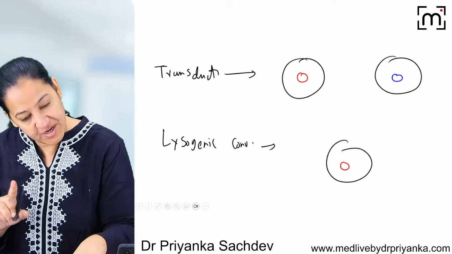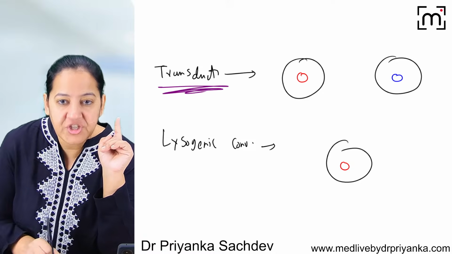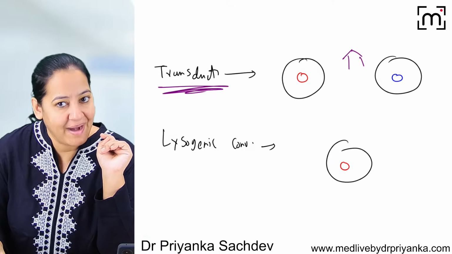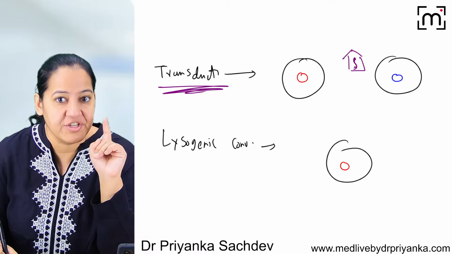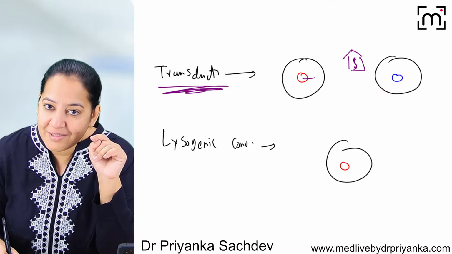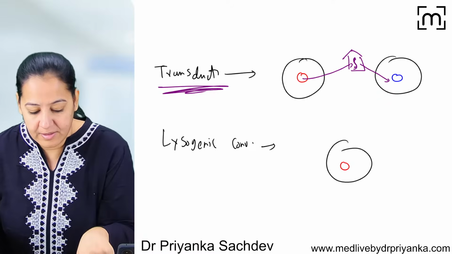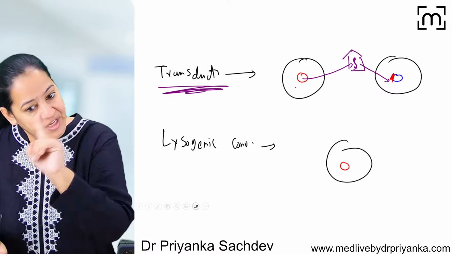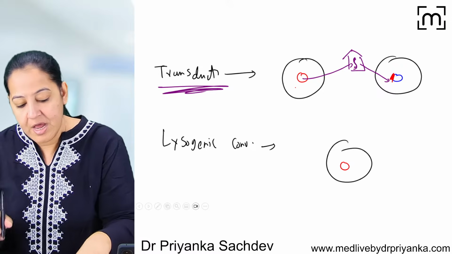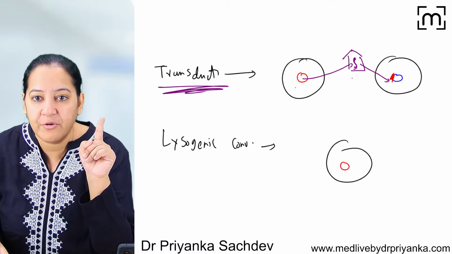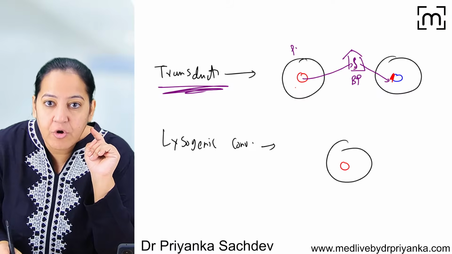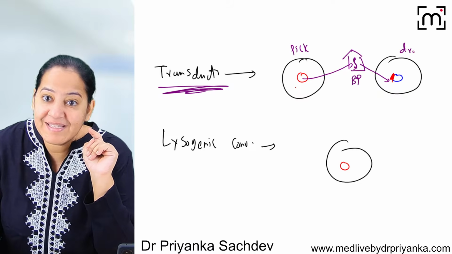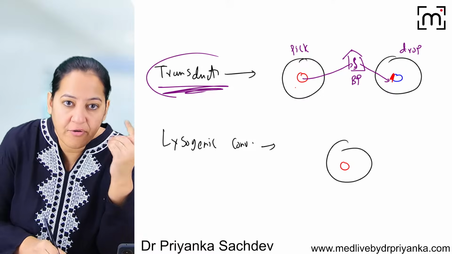Now in transduction, I already taught you. In transduction, we require an agency, that is bacteriophage. That is doing pick and drop, taking a small portion from here and transmitting here. You can see the red DNA of this is reaching the second bacteria via bacteriophage. So my point is that bacteriophage is doing pick and drop service. Please learn this word.